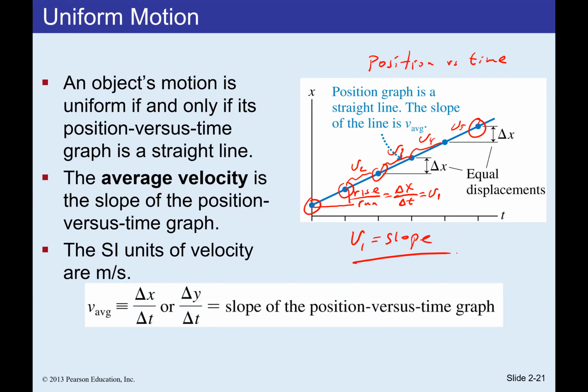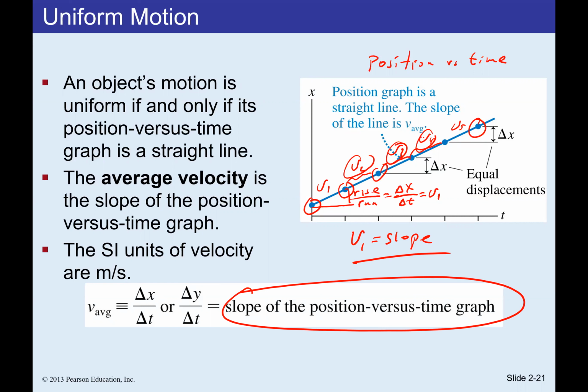Because the slope of the position versus time graph is nothing but your average velocity. If I look at v1, v2, v3, v4 and v5 and compare them, one thing I will see is that they are all equal to one another. That's because the line is a straight line. And in a straight line, calculating the slope for different intervals, you're going to get the same value.